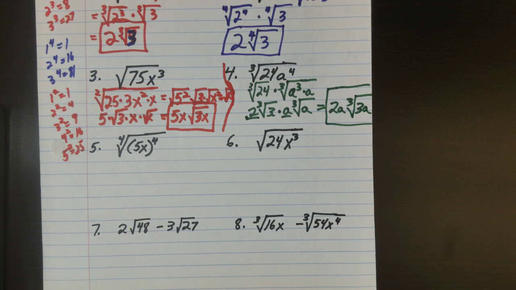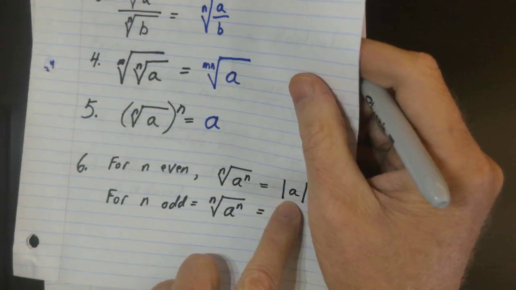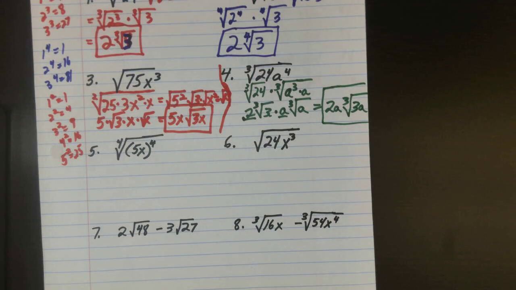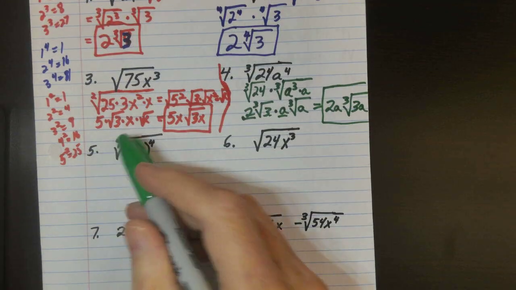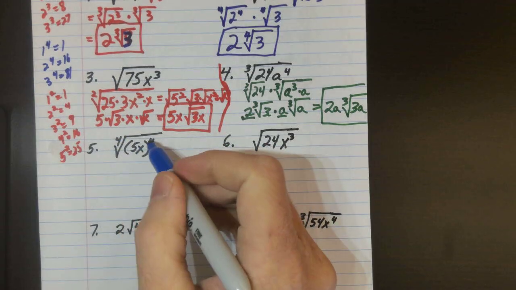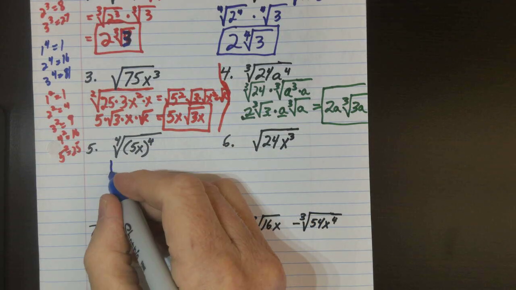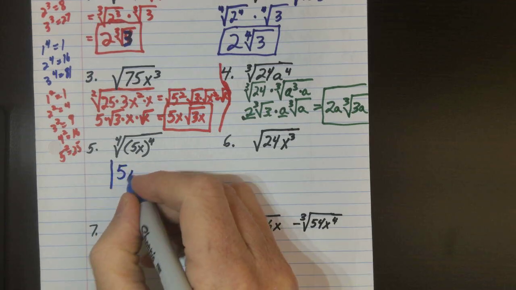Now, number 5 here. And if you remember those properties, let's see if I have those written down. The index is even. So that's an absolute value. This is the fourth power, this is x to the fourth. So we have fourth root and fourth power cancel each other out, but since it's even, it's the absolute value of 5x.